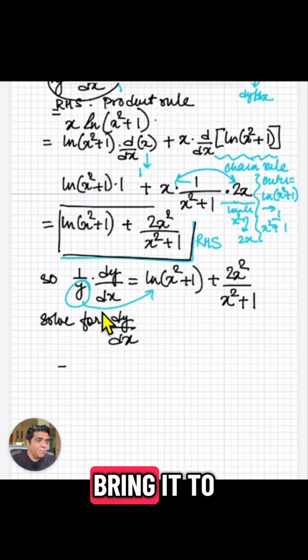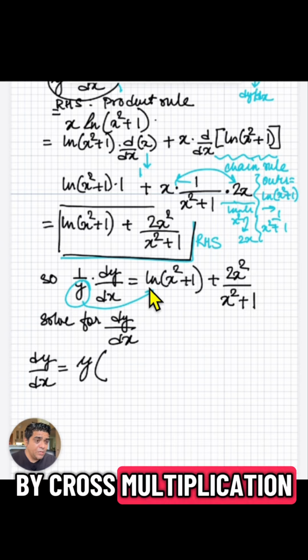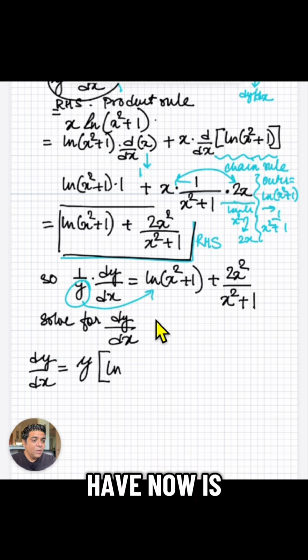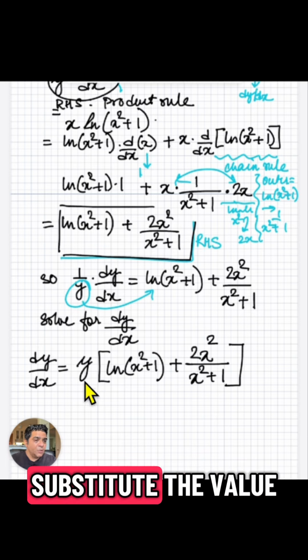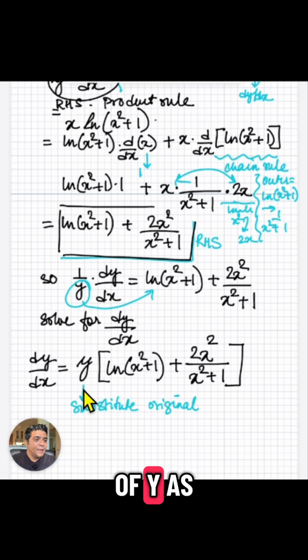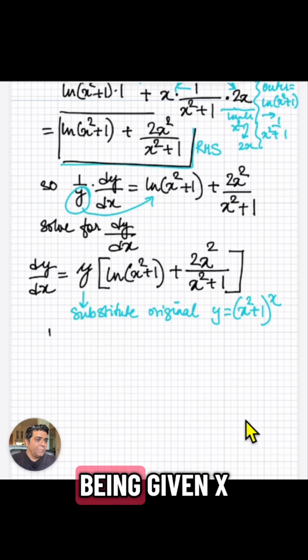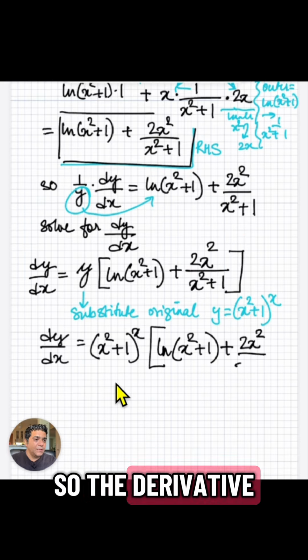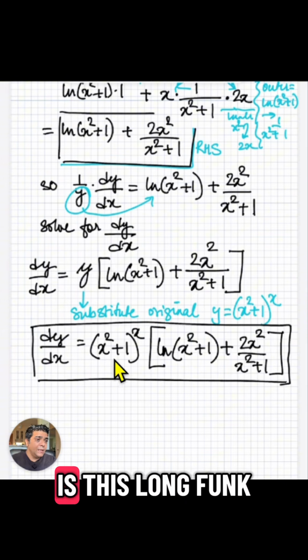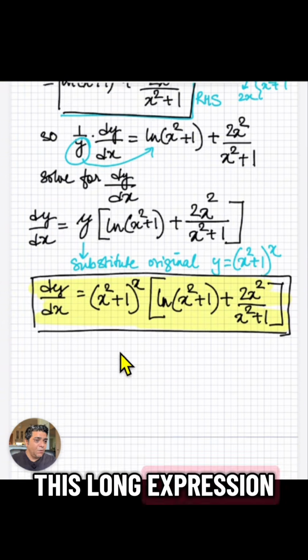Now we take the y and bring it to the other side by cross multiplication. So what we have now is y times this whole expression. Now we can substitute the value of y as the original, which is given as (x squared plus 1) to the power of x. So let's go and do that. So now we have dy/dx, or the derivative of the function that we had, as this long expression here.